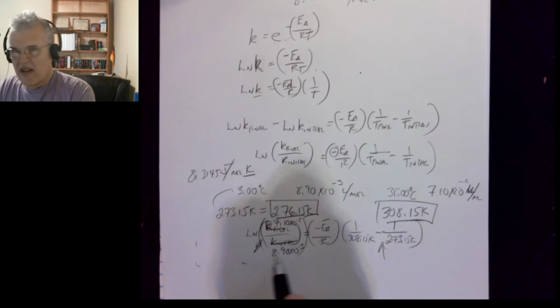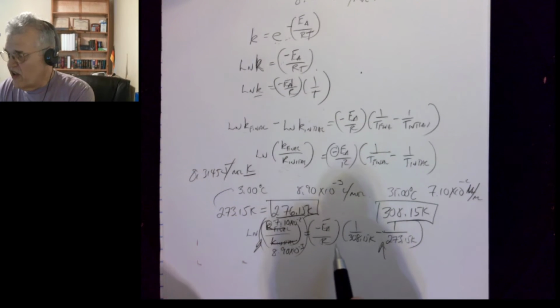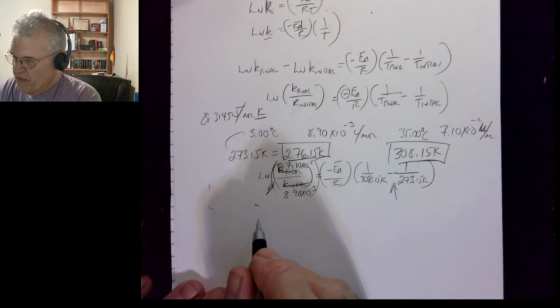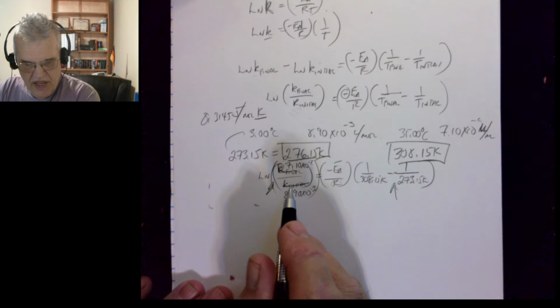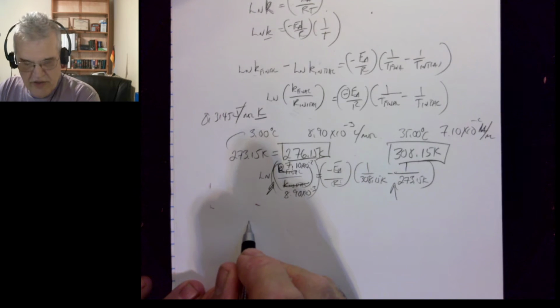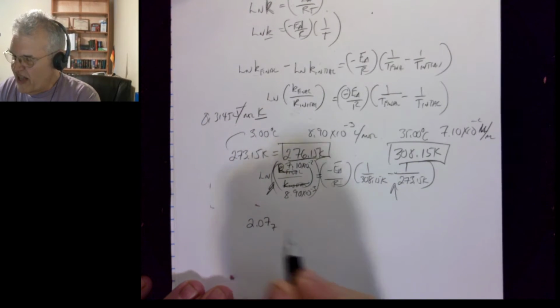So let's solve ln of the two rates of reaction first, and then we can solve for Ea over R. So ln of the two different things here should give us a value of 2.077.